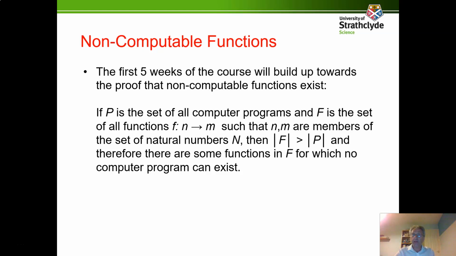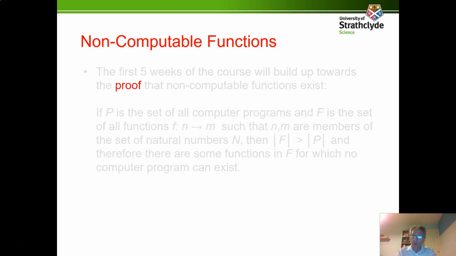If you recall, I said that the first part of the course, the first half of this semester, will build up towards a proof that there are such things as non-computable functions. And I stated it like this. P is the set of all computer programs, and F is the set of all functions that map one natural number onto another natural number. Then the size of the function set, F, that's this part here, is actually bigger than the size of the program set, P, that's this part here. And therefore, there must be some functions in F for which no computer program can exist. In other words, there are functions that can't be computed. And I'm going to build up to that proof.